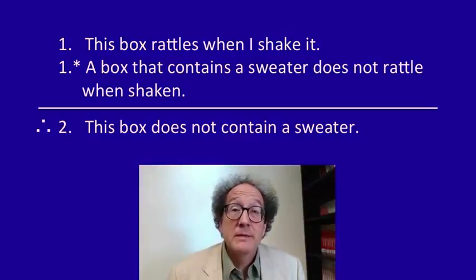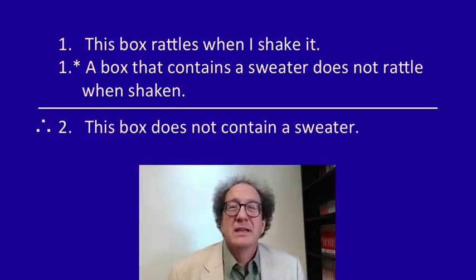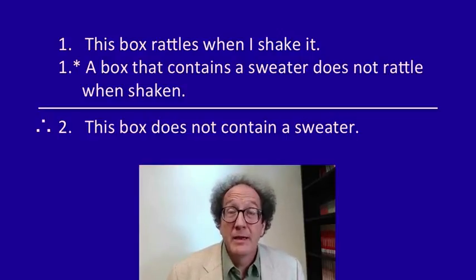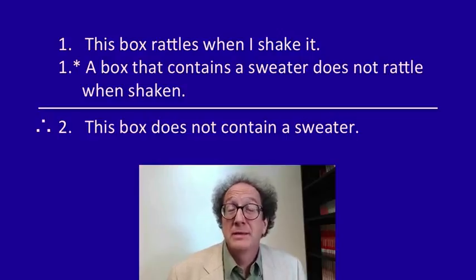The explicit premise is that this box rattles when I shake it. The suppressed premise is that a box that contains a sweater doesn't rattle when shaken, and together they're supposed to support the conclusion that this box doesn't contain a sweater. But do they really support that conclusion? Is the argument valid? Well, it's valid only if there's no possibility that the premises are true and the conclusion's false. And without the suppressed premise, we saw that was possible because my wife might be fooling me and putting rocks around the sweater. So let's see if that's going to ruin the validity of this argument.